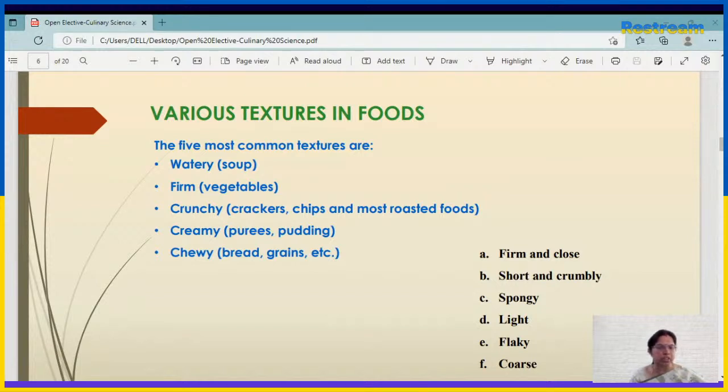Then comes spongy. That is our idli and dhokla. They are left for fermentation for one day. Then incorporation of air happens, and this results in a better texture. Then light, it can be cake where there are holes and it is not hard and tough. Then flaky can be chiroti, vegetable puffs, khara biscuits, etc., where a thin crispy layer is formed between two layers of dough. When it is baked, it becomes flaky. That means it gives two or more layers.